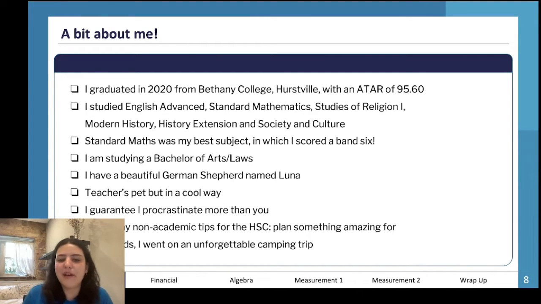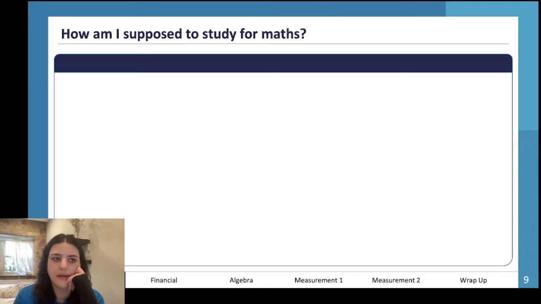And then one of my non-academic tips for the HSC is to plan something amazing for afterwards. Obviously, this is quite far for you guys, but you could even plan something for the year 11 to year 12 holidays. At the end of this year, I went on the best camping trip of my life with 7 of my friends, and it was amazing. You want things to look forward to is essentially the lesson there.